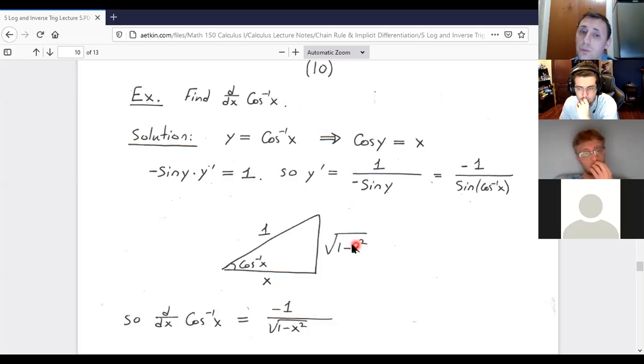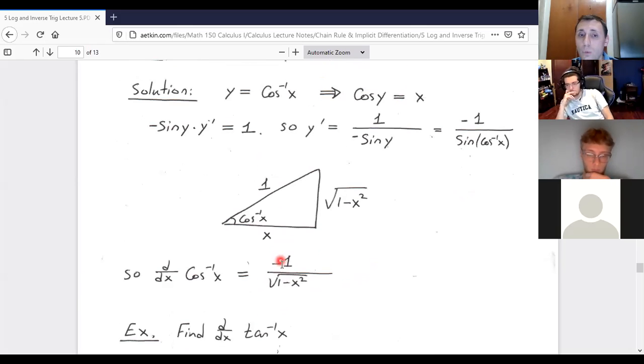Pythagorean theorem. Do you remember how to prove it? We proved it in class. So that would be root of 1 minus x squared. And so sine of cosine inverse is simply root of 1 minus x squared. So the answer is minus 1 over root of 1 minus x squared.